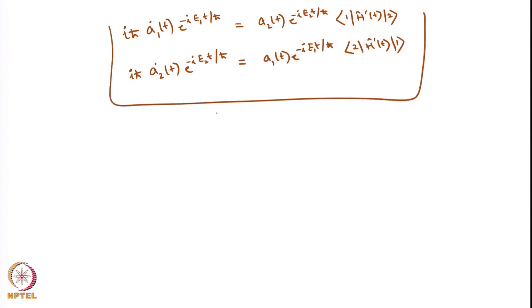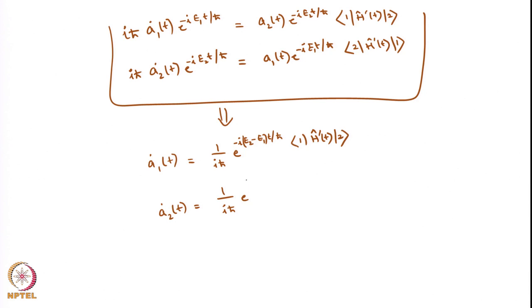Okay. Now there is something else that I can do: I will take the i h bar and slightly rearrange these two equations. So a1 dot t equals, the i h bar I can take on the other side, so it becomes 1 over i h bar, e to the power of minus i (E2 minus E1) t by h bar, 1 h prime of t 2, and the other equation will become a2 dot t is equal to 1 over i h bar e to the power of i (E2 minus E1) t by h bar, 2 h prime t 1.